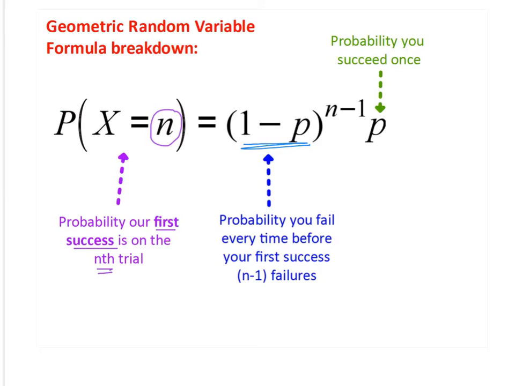And then the last piece of my formula is that P. This is when I finally have my success. There's only one success, so P does not have an exponent of a number greater than 1. This is really just saying there's one P, there's one success. Every time before that is a failure.